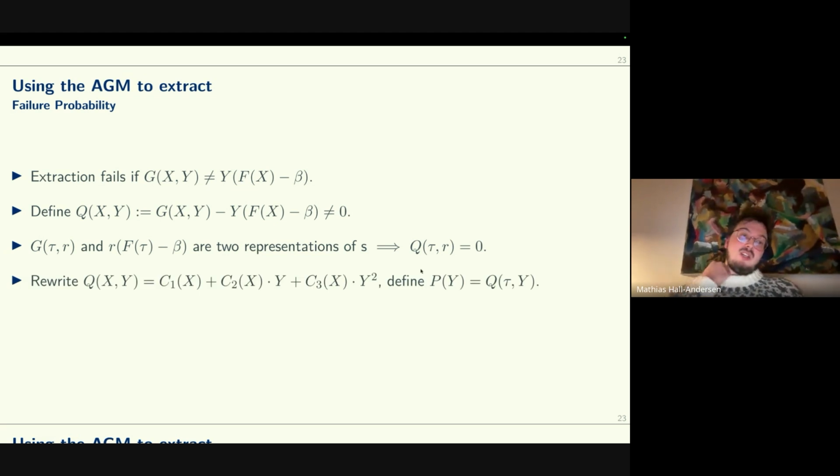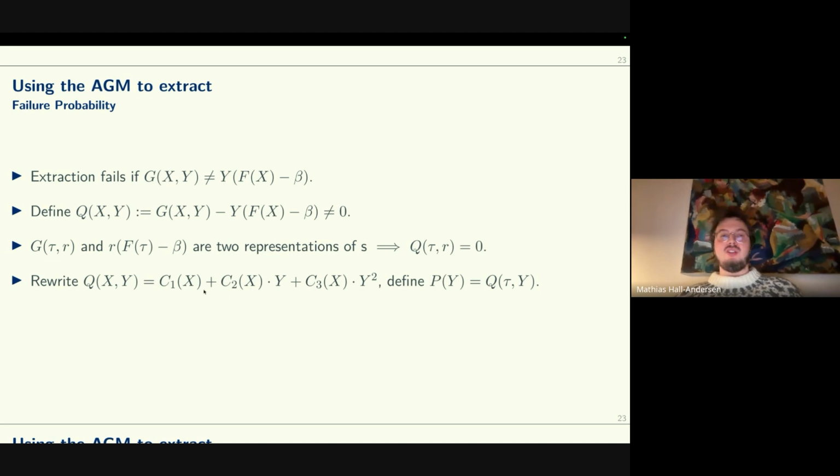Okay, so now I can rewrite this Q in sort of the Y decomposition, right? I just take all the things that are constant in Y and put them in C1. I compute C2 as the linear term in Y, and then C3 as the quadratic term in Y. Now, one observation is that these C1, C2, and C3 can't all be 0.